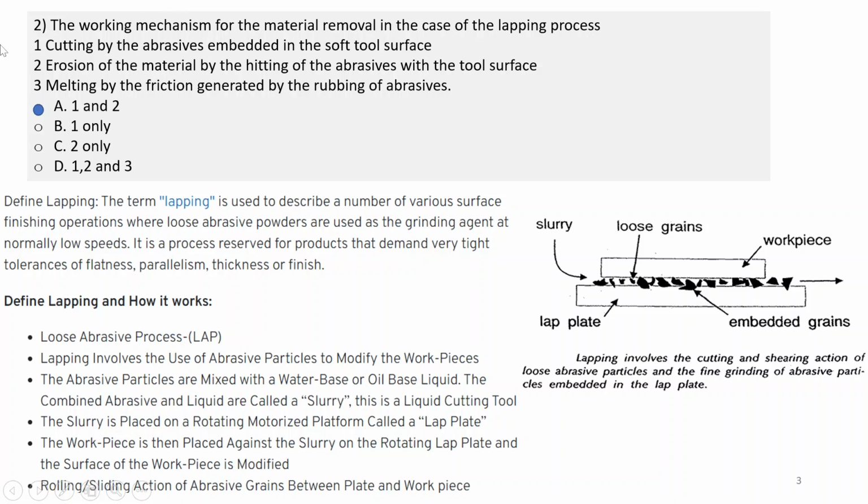Next question was the working mechanism for material removal in the case of the lapping process, and the statements were: cutting by the abrasive embedded in the soft tool surface, erosion of the material by the hitting of the abrasive with the tool surface, or melting by the friction generated by the rubbing of abrasives. So correct statements were 1 and 2 for the lapping process. Lapping is a loose abrasive process. Here you will have a lap plate, on this you will have abrasive particles and your workpiece will be moving in a particular direction, giving it finishing.